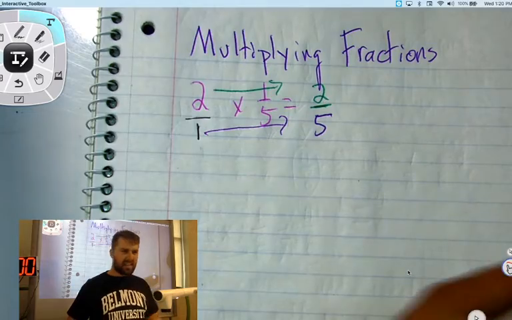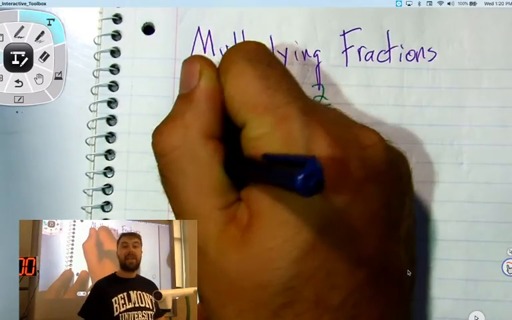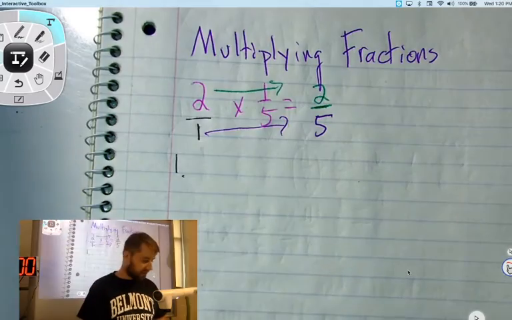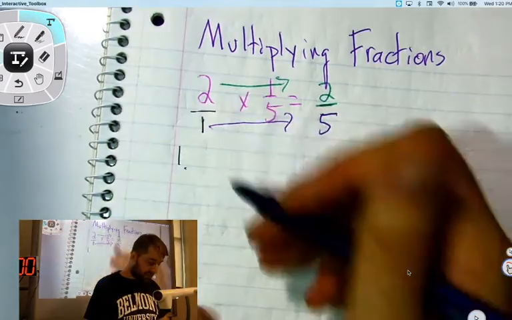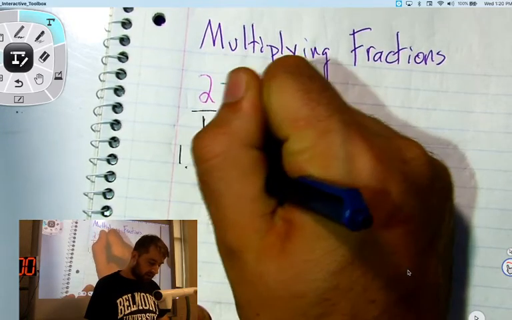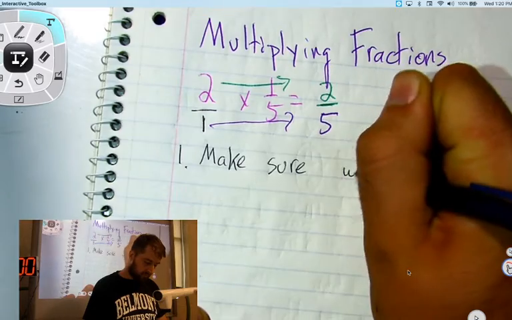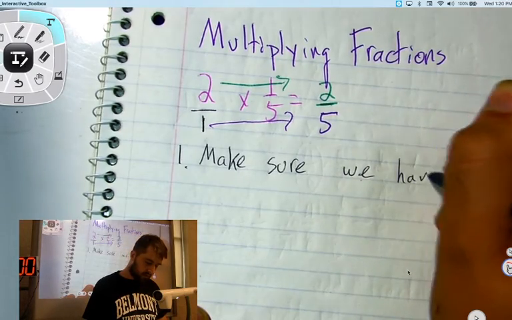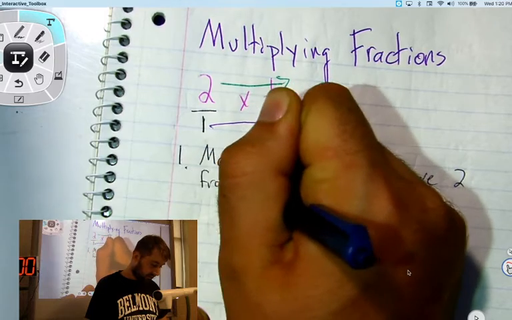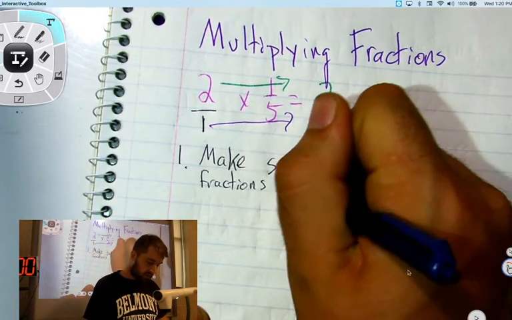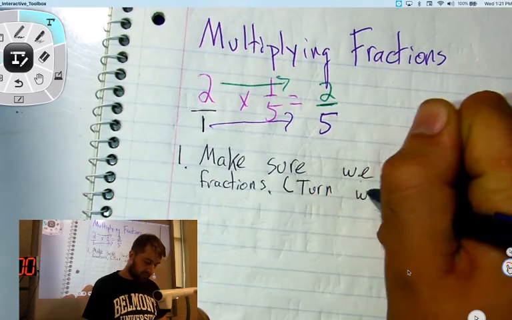So let's take a look at what we did here. Our first step was to make sure that we had 2 fractions. In order to multiply fractions, we had to make sure our whole number became a fraction. So if we have a whole number, we need to turn our whole number into a fraction.